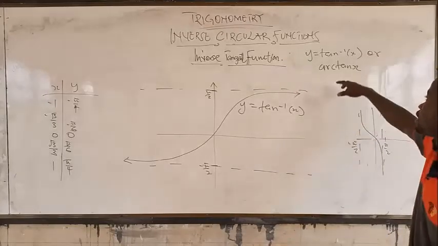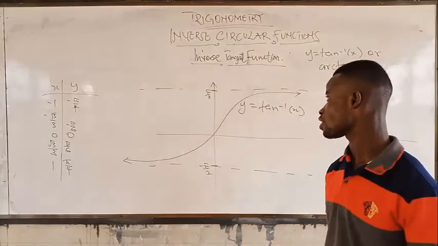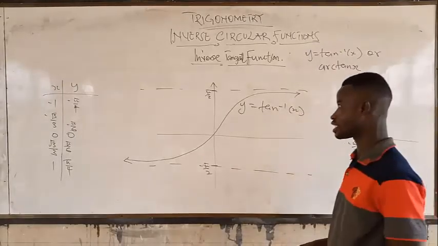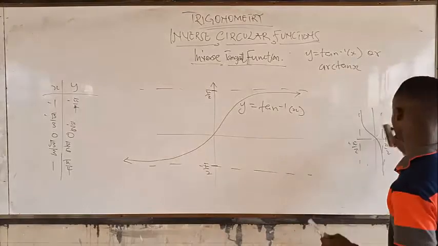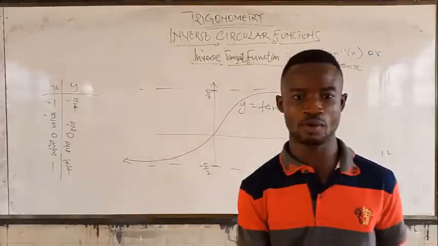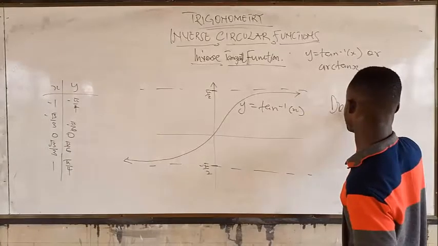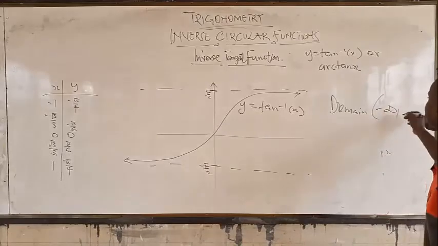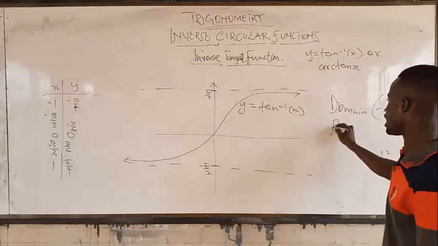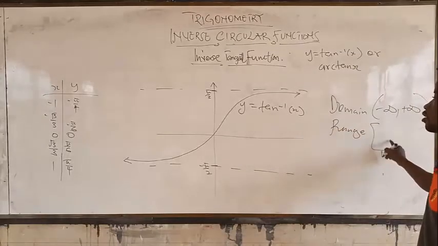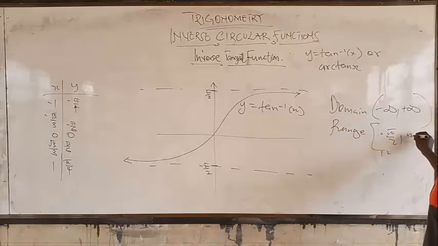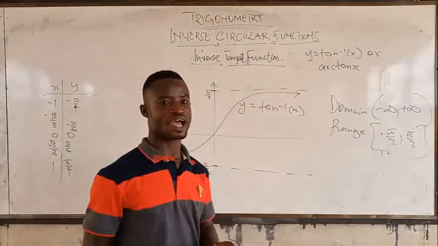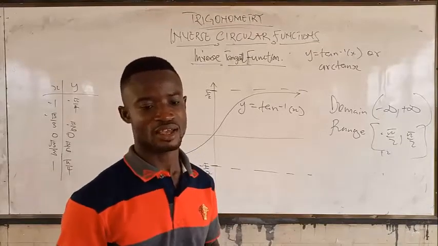But when we come to tan inverse or arctan x, for that one, it will now turn this way, okay? So this is how we are going to get it. So the domain for the inverse, we can see that it has no bound. So the domain will be negative infinity to positive infinity. And the range will now be negative pi on 2 and pi on 2. Alright, so that's going to be that for the arctangent or tan inverse function.